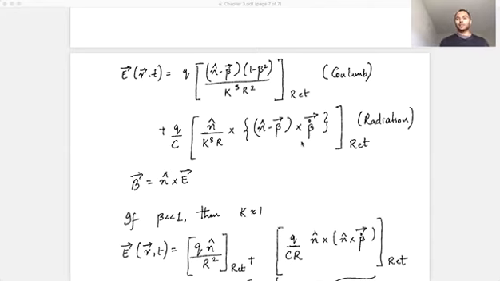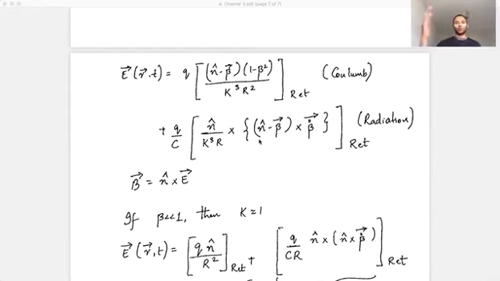And the converse is also true. To radiate electromagnetic energy, you need accelerating charges. If you don't accelerate charges, then you just end up with this Coulomb term, and it doesn't give rise to a radiation field that can travel large distances.